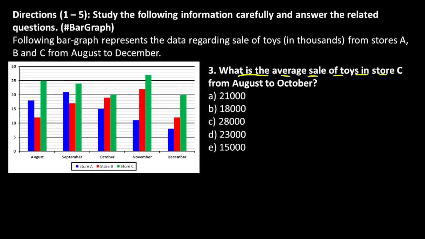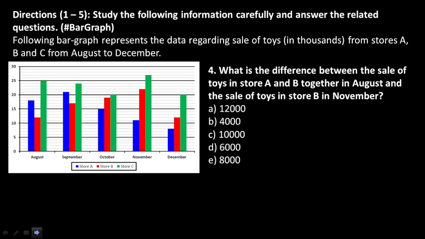What is the average sale of toys in store C from August to October? August to October average. 25, next 24, next 20, 60, 65, 69, 69 upon 3 is 23,000. Option D is the final answer.